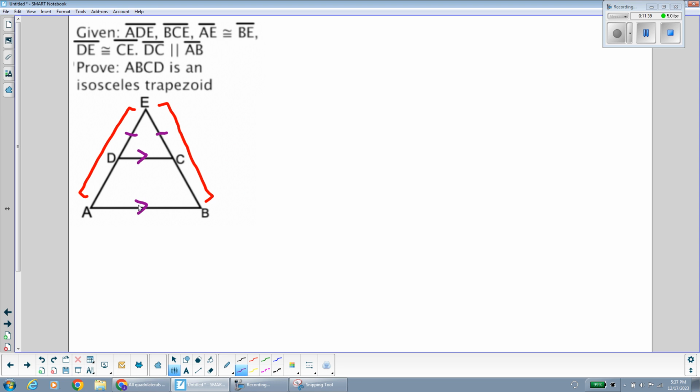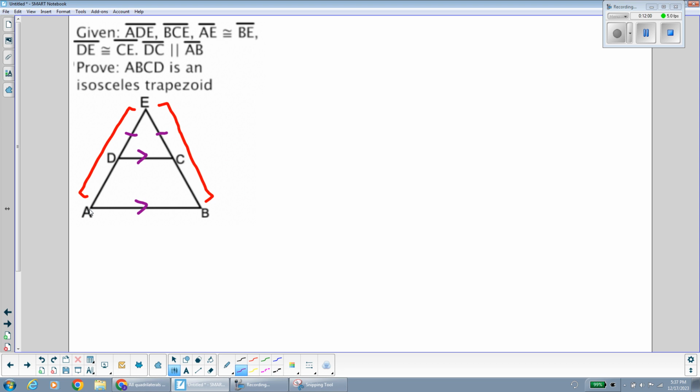So as long as it's got one pair of parallel sides, it's a quadrilateral trapezoid. Now, in order to show that it's isosceles, they gave us AE congruent to BE, and they also gave us DE congruent to CE. If I can get AD congruent to BC, then I would know it's an isosceles trapezoid because then it would have congruent legs.